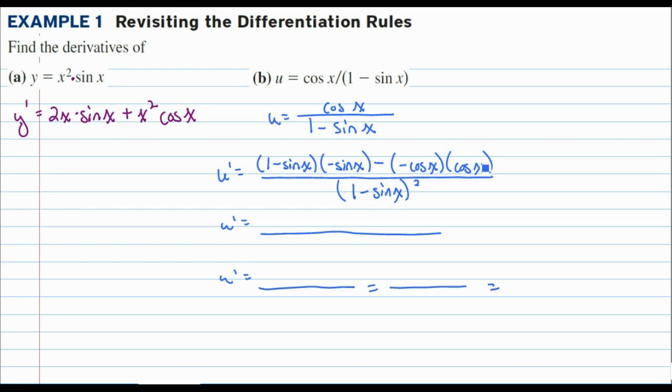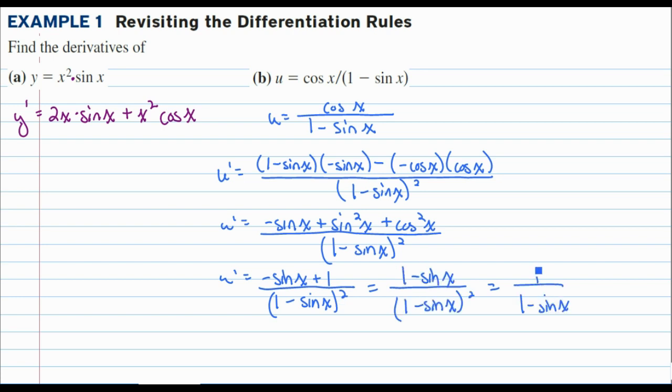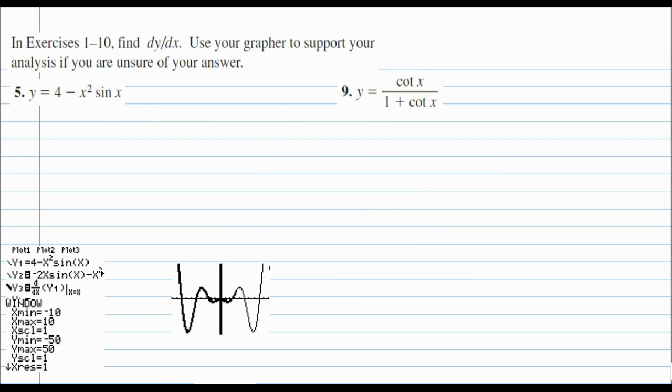So we'll simplify some things in the numerator. And I see a familiar trig identity. Sine squared of x plus cosine squared of x is 1. So the negative sine of x plus 1, and the 1 minus sine of x in the denominator, cancel. And I get 1 over 1 minus sine of x.